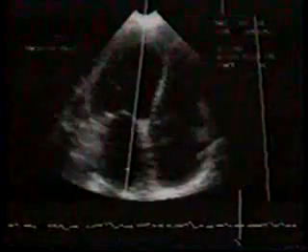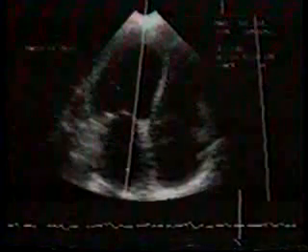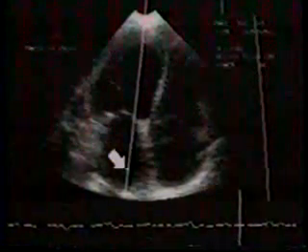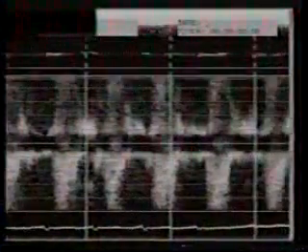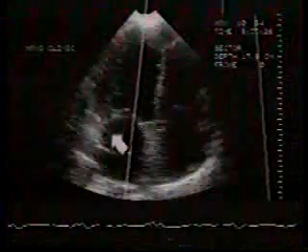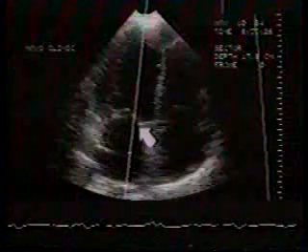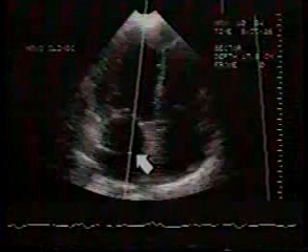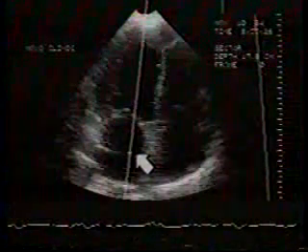In addition to mapping the length of the regurgitant jet, we should also map its width. Here the sample volume has been moved medially, and regurgitation is again detected. In this case, the entire atrium was mapped, and mitral regurgitation was detected in all sampling positions, indicating that this patient has severe regurgitation.